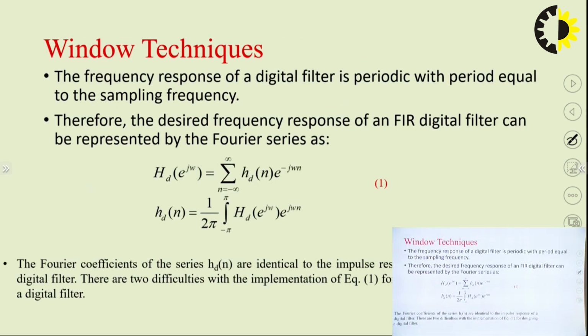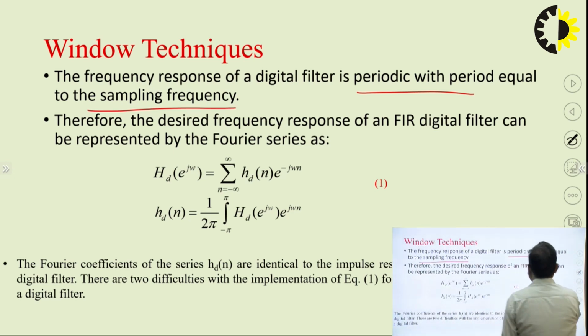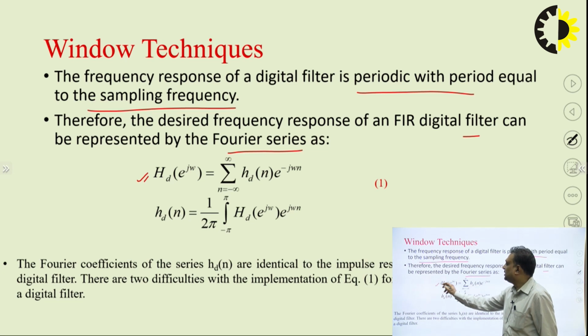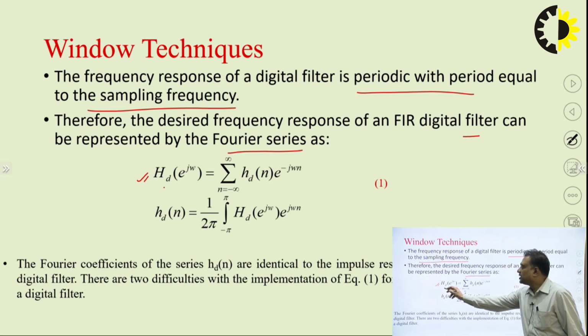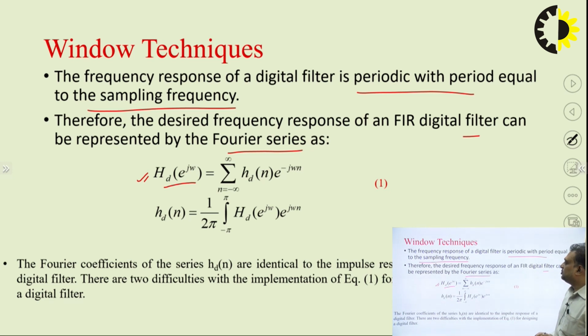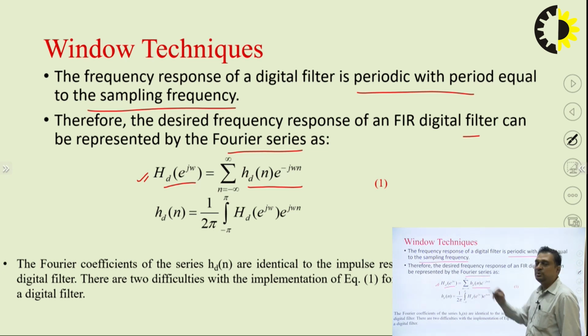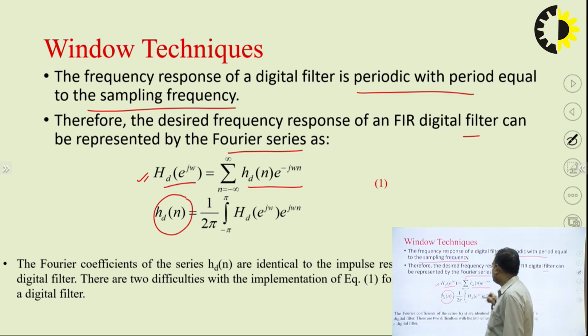Before going through the window techniques, we should understand the background. The frequency response of a digital filter is periodic with period equal to the sampling frequency. The desired frequency response of an FIR digital filter can be represented by the Fourier series. The desired frequency response is Hd(e^jω) = summation n equals minus infinity to infinity of hd(n) e^(-jωn). It means the impulse response lies between minus infinity and plus infinity, and if we want to calculate hd(n) from it, we can calculate it using this expression.